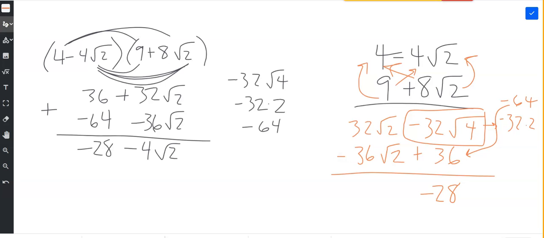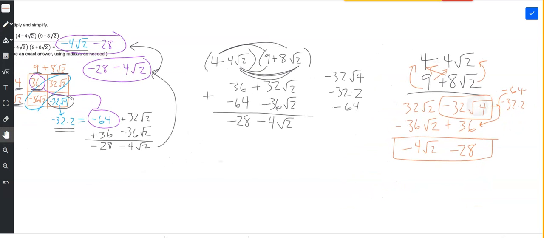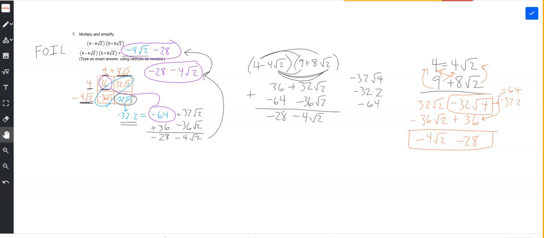I missed a sign right there, right? So that would be negative 4 radical 2. Still get the same result, but 3 different ways to kind of organize your information. I don't care which one you do. You use the box, you just set them up side by side and kind of FOIL them and add the like terms, or you line them up vertically and do it kind of elementary school style.